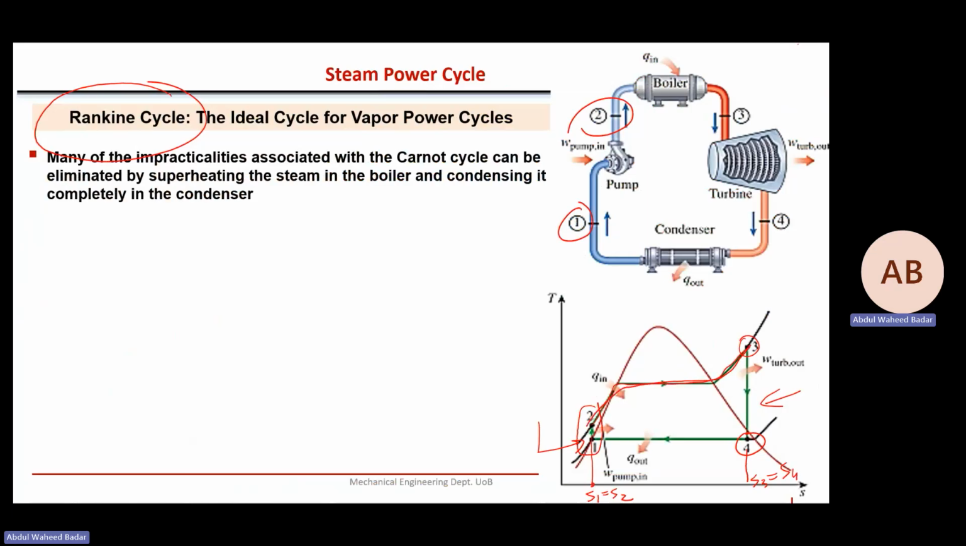It is a constant pressure process, but in actual real processes, pressure will drop during these heat transfer processes, 2 to 3 and 4 to 1, because fluid is flowing through pipes and there will be friction. So pressure will not be constant. So still, it is an ideal process, but more near to practical.